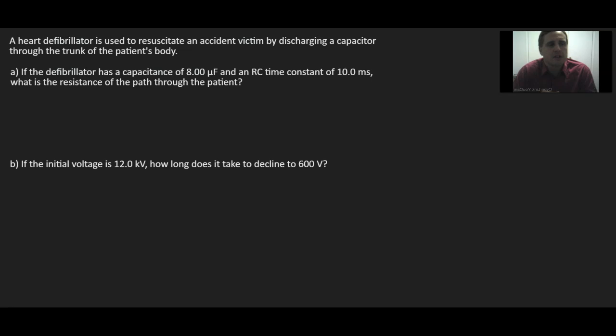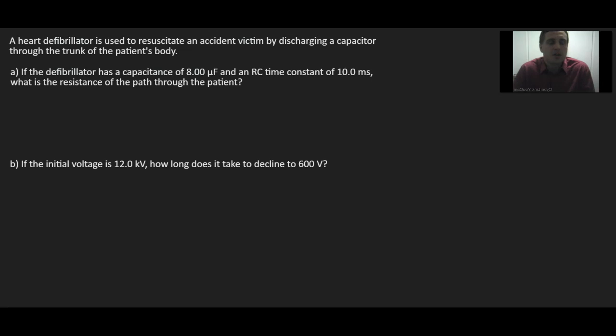It says a heart defibrillator is used to resuscitate an accident victim by discharging a capacitor through the trunk of the patient's body. So the trunk is basically like the torso of the body, and it turns out we store this charge, and these paddles are meant to give a little shock across the heart to stop the heart and then hope that the heart restarts at its normal rhythm. If the defibrillator has a capacitance of 8.00 microfarads and an RC time constant of 10.0 milliseconds, what is the resistance of the path through the patient?